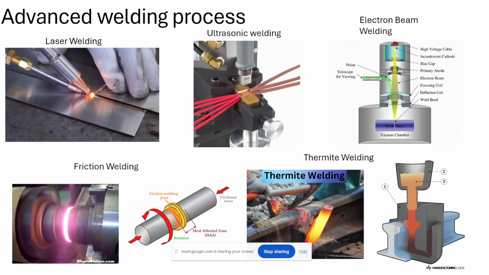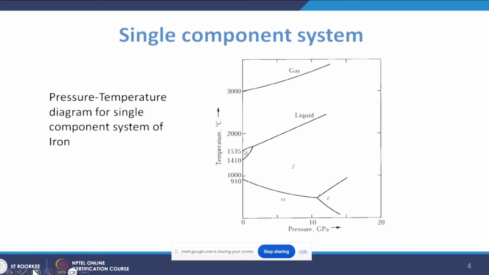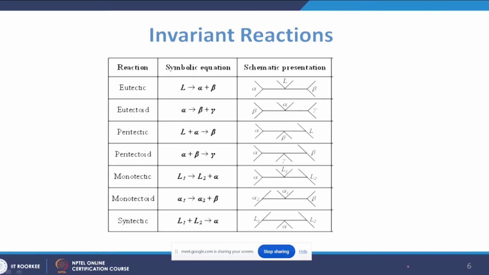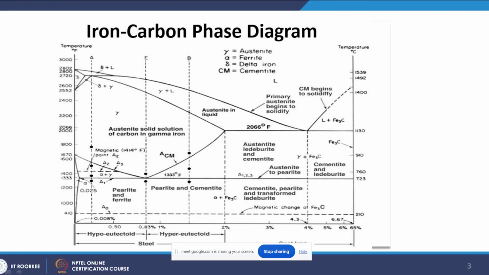Okay, and we have also seen the different other welding processes briefly, like friction welding, thermite welding, electron beam welding, ultrasonic, and laser welding. Okay, then we have seen the different kinds of phases and phase diagrams, like gaseous phases, liquid phases, and solid phases. Okay, then if two components are there, how it changes, what is the timeline, and how to calculate the percentages, those we have seen.